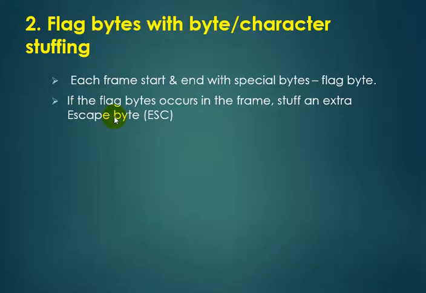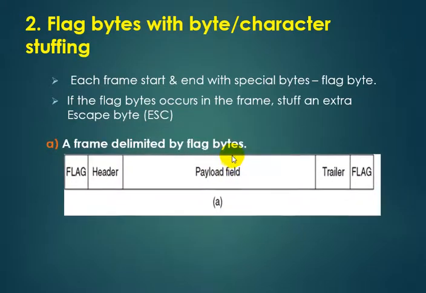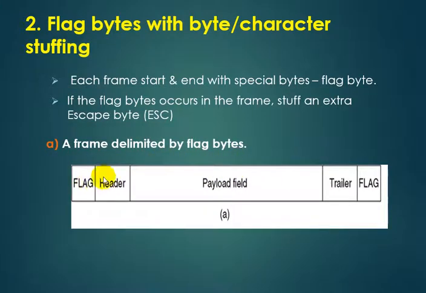Now let us take an example for this. Suppose you take a frame delimited by flag bytes, meaning we just include the flag byte at the start and end of each frame. So this is a frame. At the start and end we just include the flag bytes. The frame consists of a header, payload field and trailer. If there is already a flag byte in the frame, then what do we have to do? We have to stuff an extra escape byte.